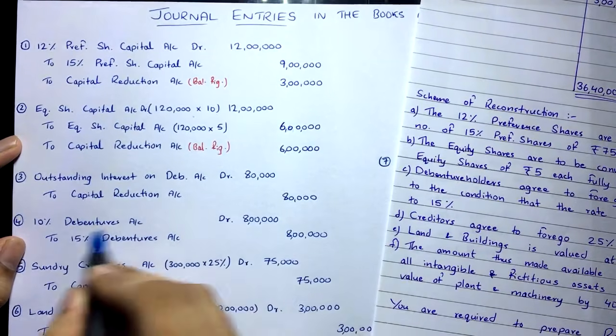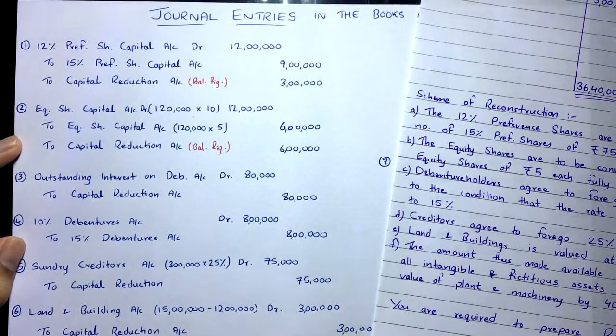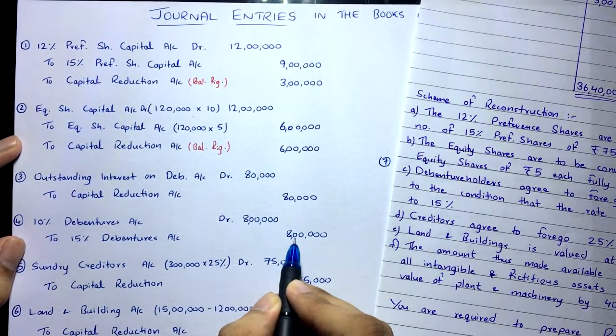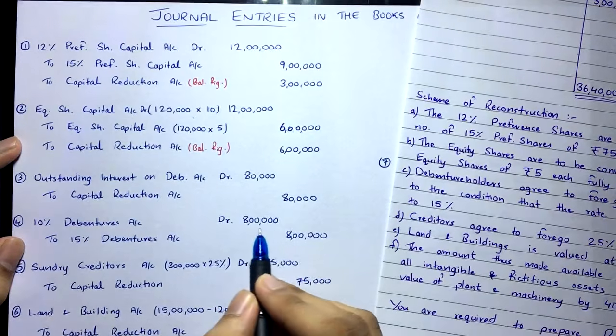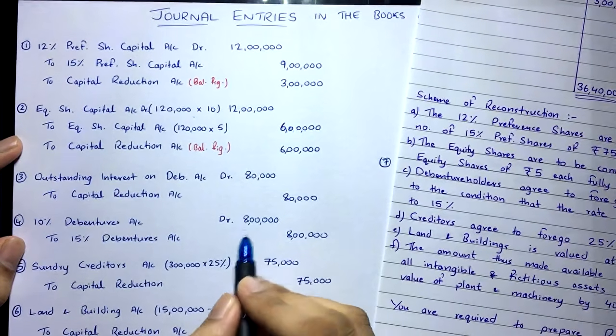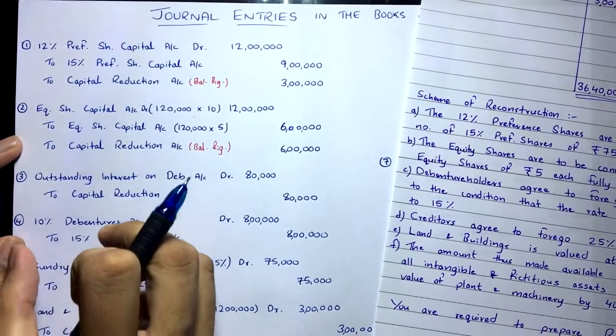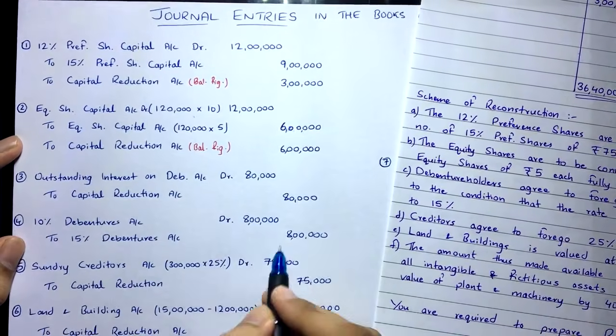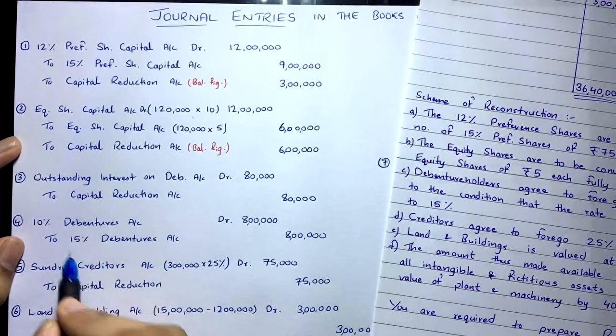Now from this transaction, we are not getting any gain, right? From 8 lakh, it's 8 lakh only, and the liability is not getting reduced. So there is no chance of anything going to the capital reduction account. It's simple. Just the rate of interest has been changed. The amounts are the same. From 10% it became 15%.